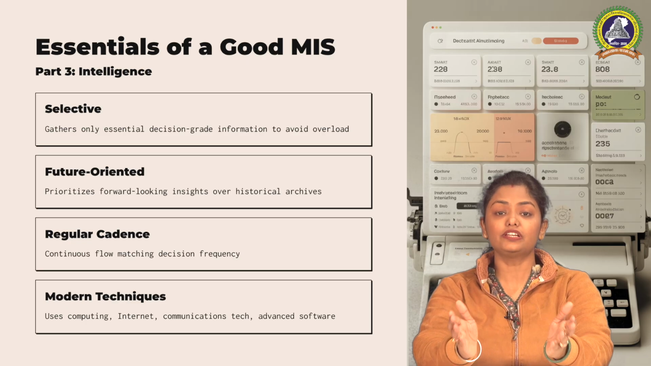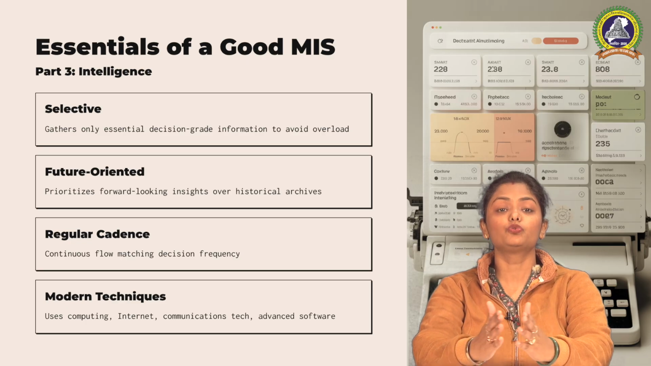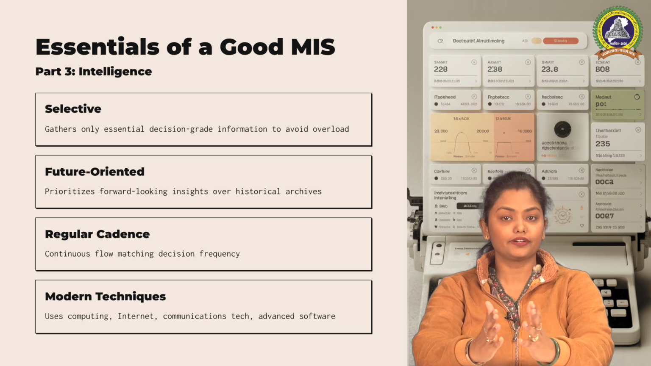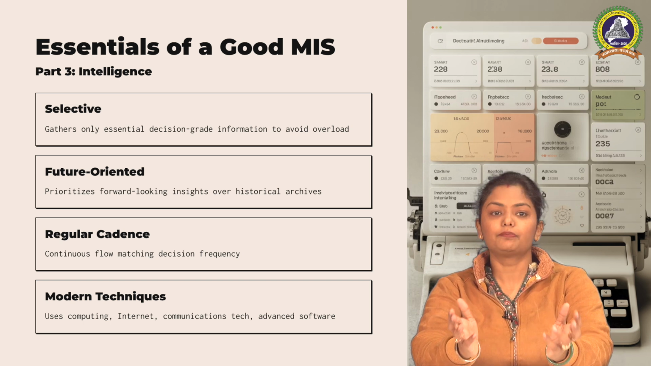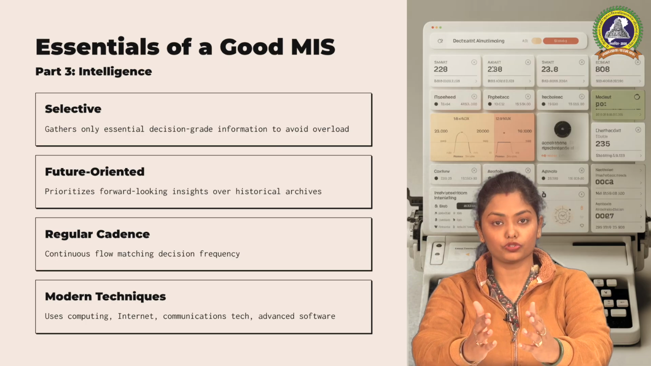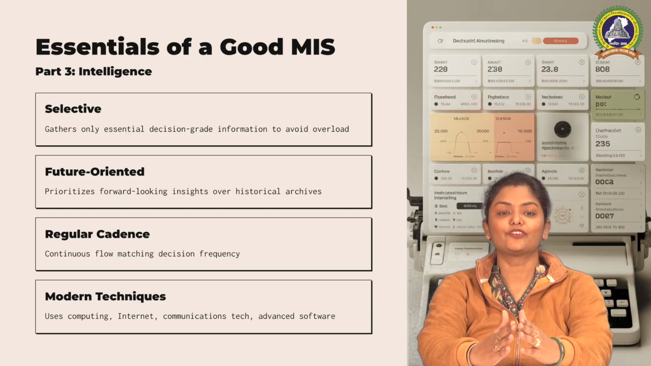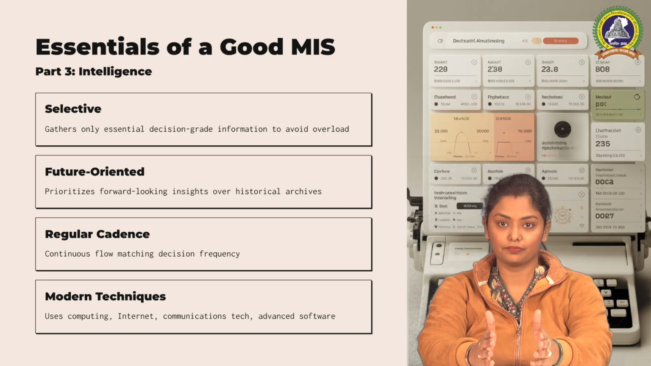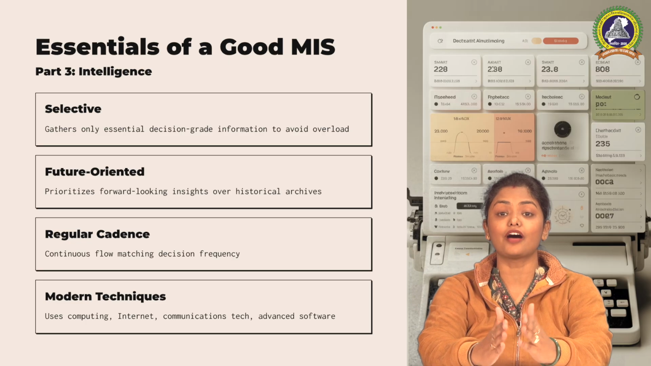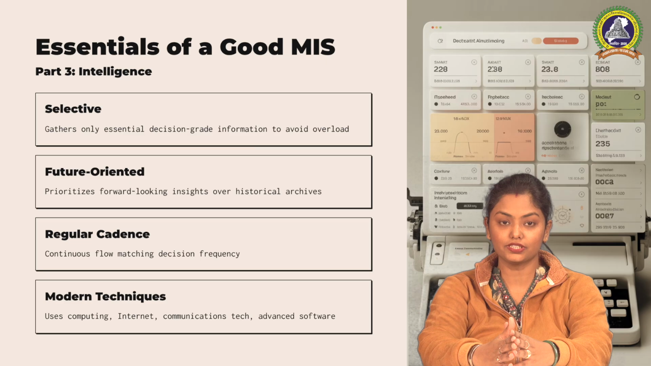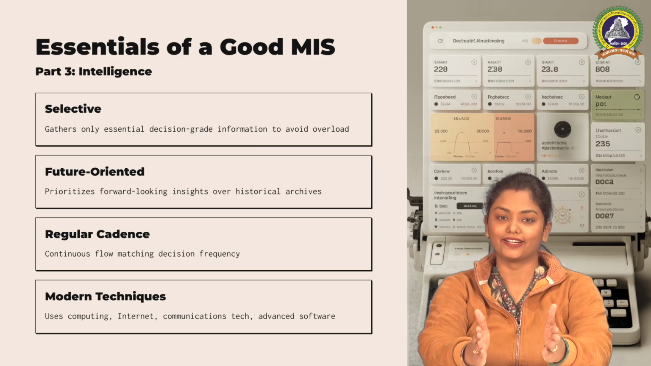Sixth, a good MIS must be future oriented or forward looking. It should not be a past oriented or historical report. It must prioritize information that helps solve problems which may come up in the future. Seventh, it must supply information regularly. The business environment is constantly changing. Because of this, marketing managers have to make decisions continuously. They therefore require a regular and continuous flow of marketing information which the MIS must provide.